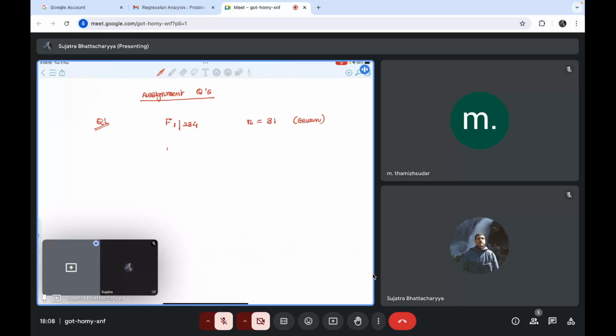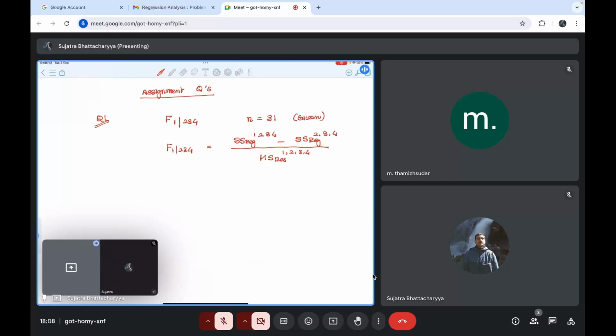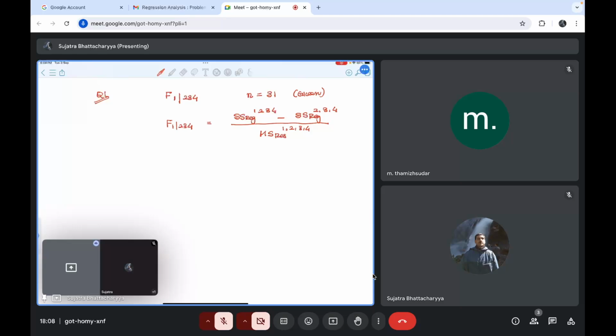Now, what is the definition of this partial F? It is SS regression based, not residual based. You can write SS regression of x1, x2, x3, x4, the full model, minus SS regression of 2, 3, 4, and finally divided by the MS residual of the entire 1, 2, 3, 4 model. This is your definition of the partial F statistic.